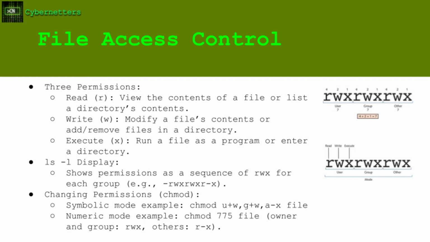So u+w, g+w means add write for the owner and group, and it removes execute, minus x, for the others. For numeric mode, it uses numbers. R means 4, W means 2, and X means 1, and it's summed together. As you can see, the division of 3 bits as I mentioned earlier, so let's say we use chmod 775 file. So the owner will have 7.